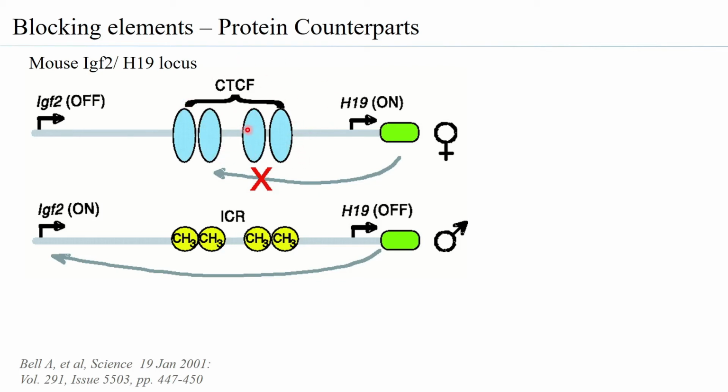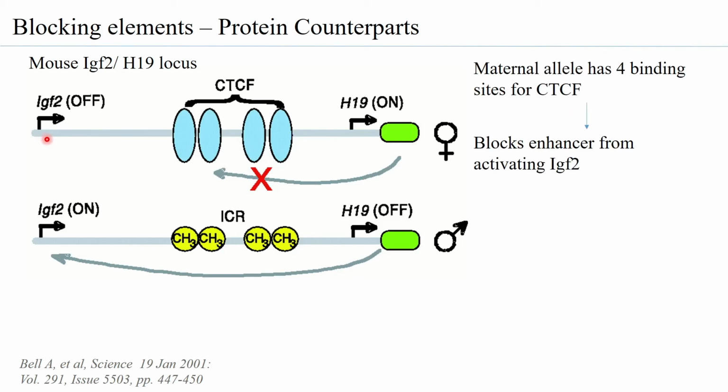As soon as the CTCF comes and binds to the insulator regions, what is observed is that this enhancer, which is present downstream of the H19, is able to stimulate the H19 expression, but it is no longer able to stimulate the IGF2. So in the case of the maternal allele, the IGF2 is not functional.